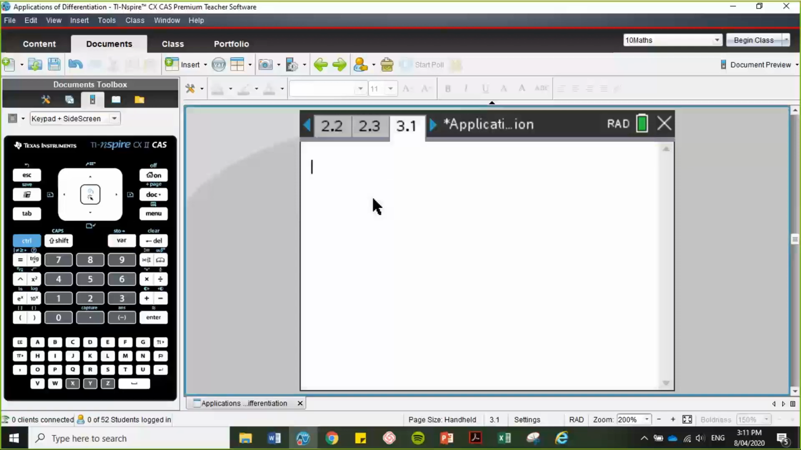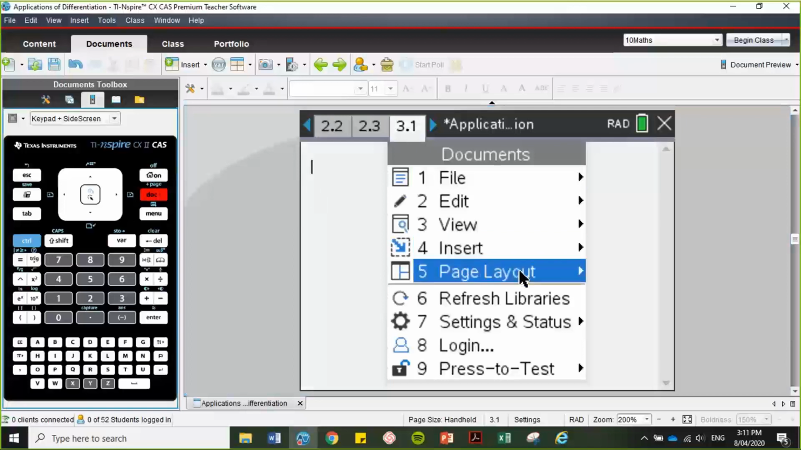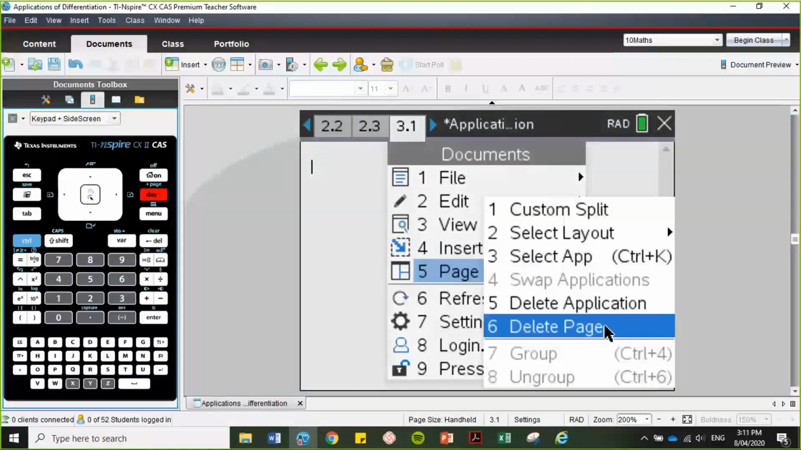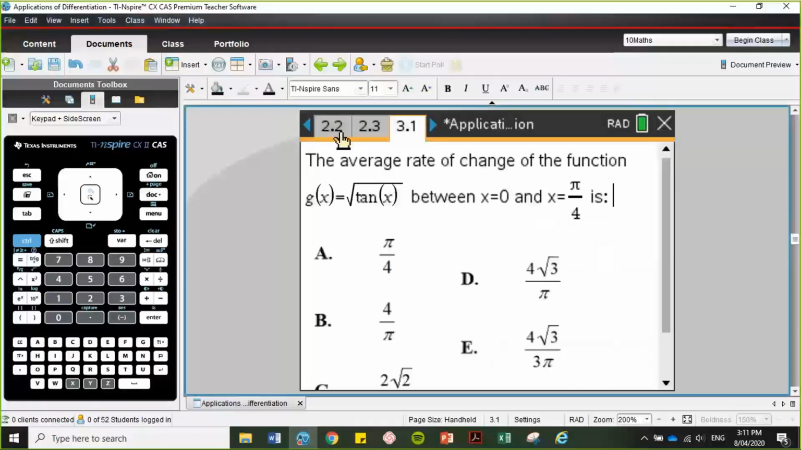Now you can delete the page if you accidentally insert one. So you go to page layout and you can delete your page. So that is doc 5 and 6 is the shortcut there. We can get rid of that page. That's a really useful thing because sometimes you add one in there by mistake.